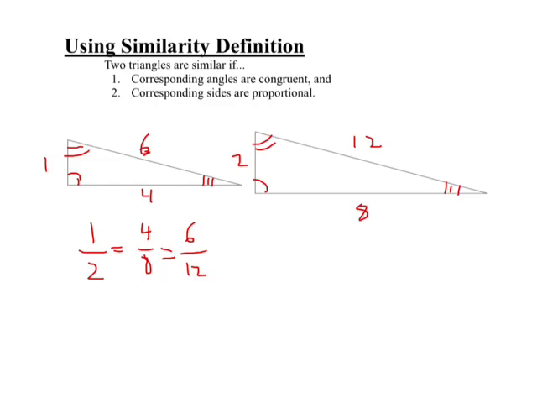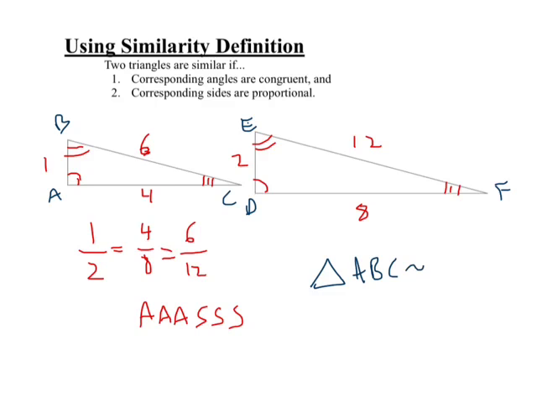So we have 3 angles that we've checked out, and 3 sides. So we've checked out 6 parts, and they all agree with this definition. So we could say, yep, these triangles are similar. And we might say, let's go ahead and give these some points, A, B, C, and D, E, F. We could say, by the definition, we've just shown that triangle ABC is similar to triangle DEF. And that's our similarity statement here. This is a similarity statement.